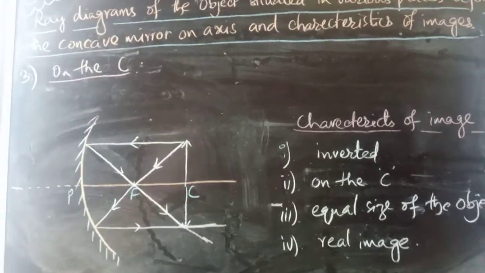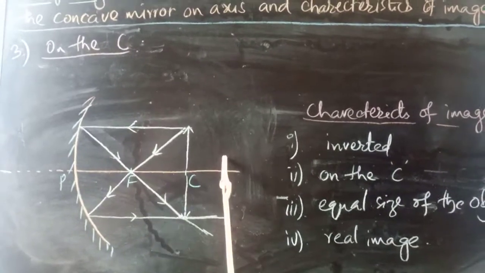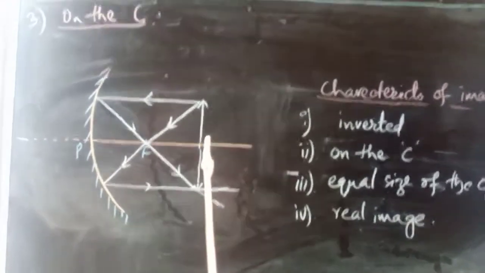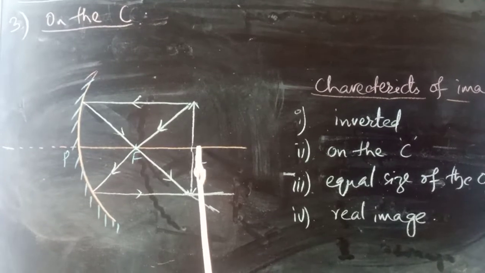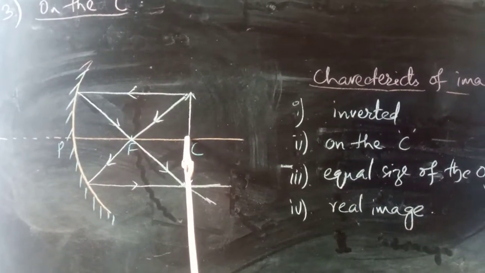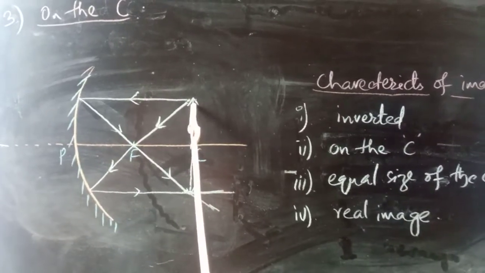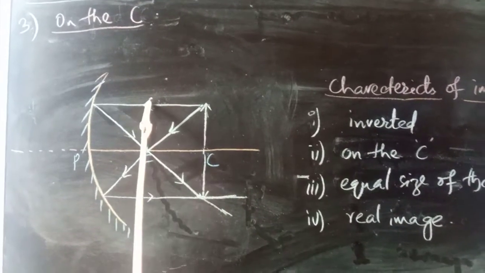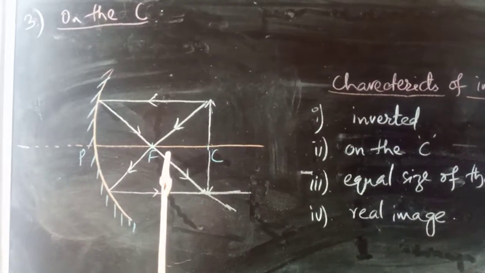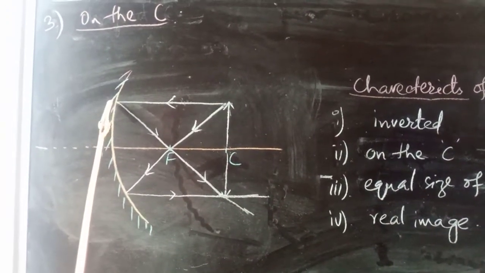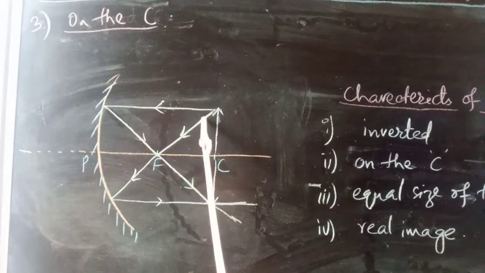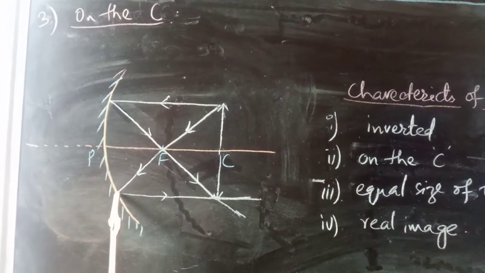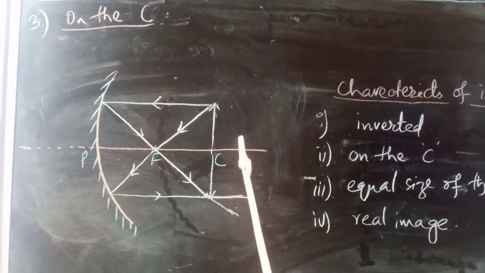Okay, see children, this is the third case, when the object is situated at the point of C. At the point of C means on the C. C means center of curvature. When you situate the object on the C, again I will take these two incident rays from the tip of the object. The first ray goes parallel to the principal axis and is reflected through the focal point, and the second ray comes from the tip of the object, goes through the focal point and touches the mirror, and it is reflected parallel to the principal axis.